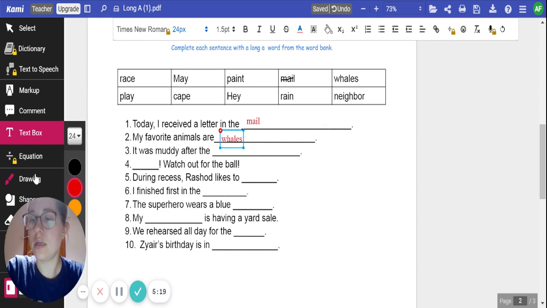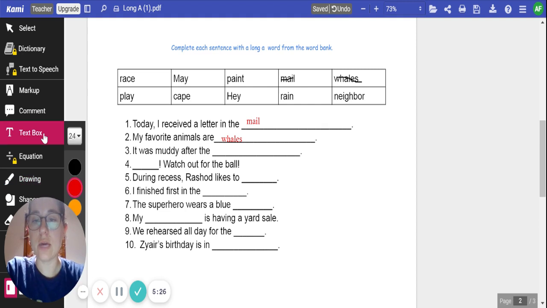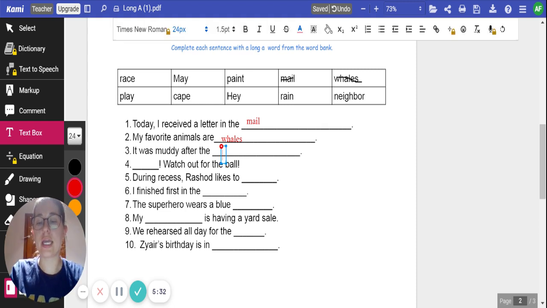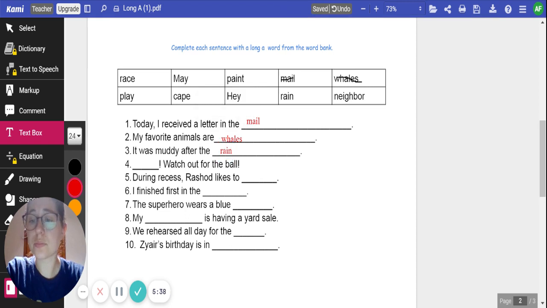W-H-A-L-E-S. I'm going to cross off whales as well. Number 3, it was muddy after the blank. Put rain, R-A-I-N. Next to number 3, go ahead and type rain. Number 4, blank. Watch out for the ball.